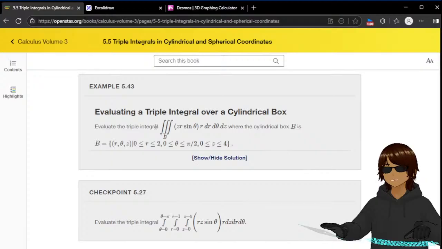Evaluate the triple integral where the cylindrical box P is r from 0 to 2, theta from 0 to pi, and z from 0 to 4. So first we do 0 to 4, we calculate the z, and everything else would be constant. Then I think it would be easier to do sine theta, calculate the theta, and then r squared.